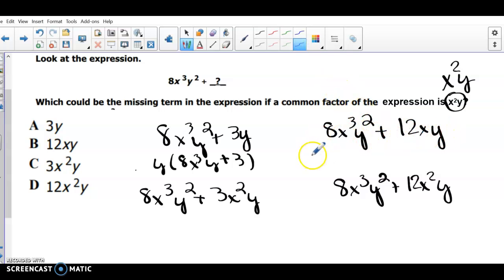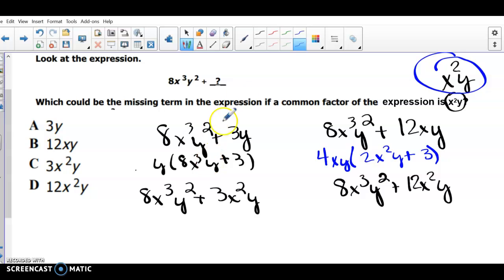What can I take out of this? Well, I can take out a 4. I can take an x and a y out. And I'm left with 2x squared y plus 3. So far, I'm not finding this as one of my factors. Okay? So keep going. What can I take out of this?